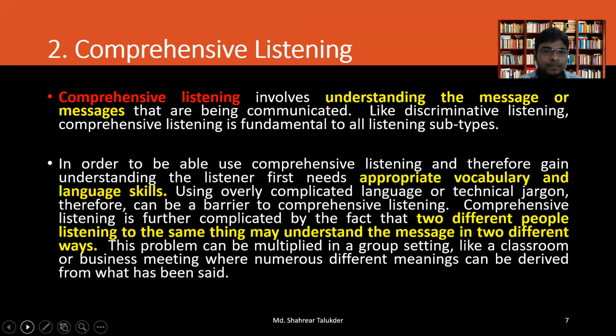Okay. Now, here comes the second type. So discriminative listening actually formulates the platform of listening. And it starts from the wombs of our moms.